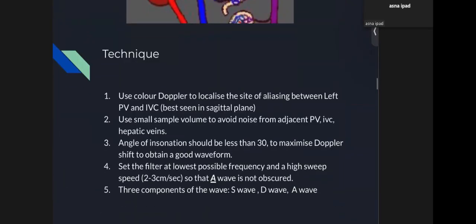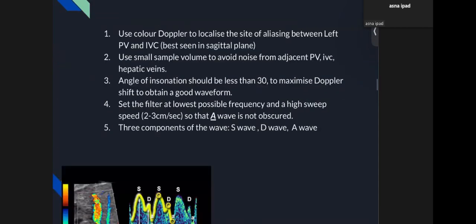The technique: use color Doppler to localize the site of aliasing between the left portal vein and IVC. The best plane is the sagittal plane. Use a small sample volume to avoid noise from adjacent portal vein, IVC, and hepatic veins. The angle of insonation should be less than 30 to maximize Doppler shift. Always keep it less than 60, less than 30, less than 20. You get a very good waveform.